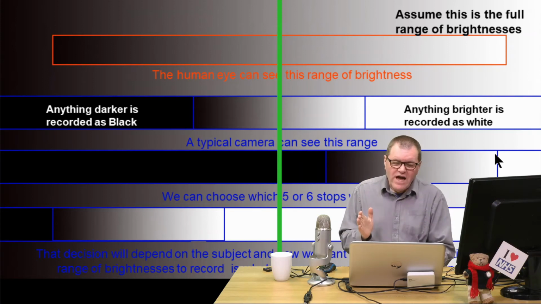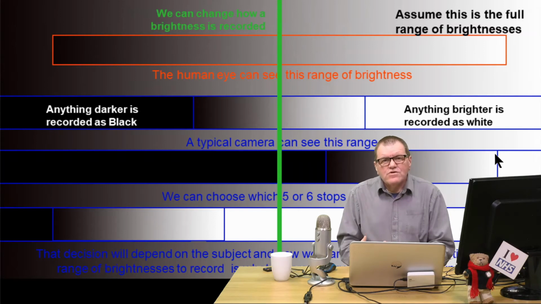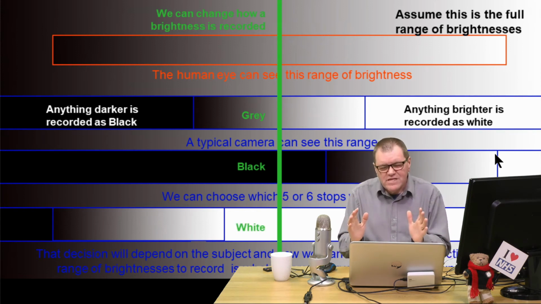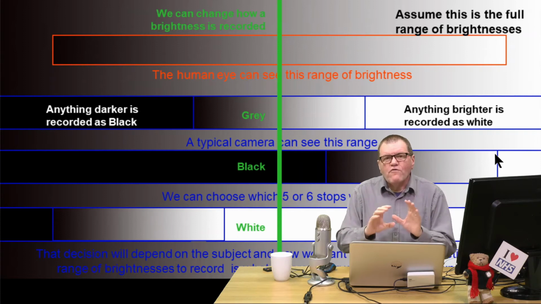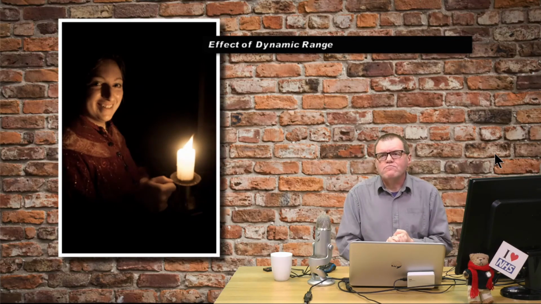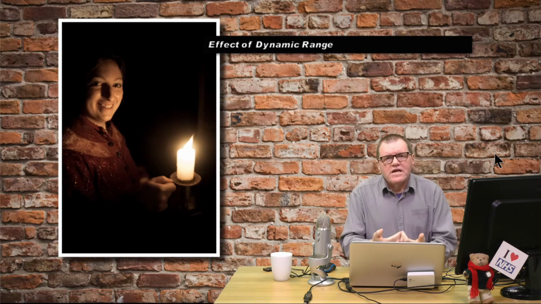So let's look down the line on this. This mid-grey that we see as mid-grey, if the camera is left to its own devices, will possibly record as mid-grey. But by changing the exposure, that mid-grey can be recorded as black, or it can be recorded as white, because we've only got this limited number of brightnesses that we can record. So the question is, have I just proved that black is white and white is black? I don't know. But how does that translate to a photograph?